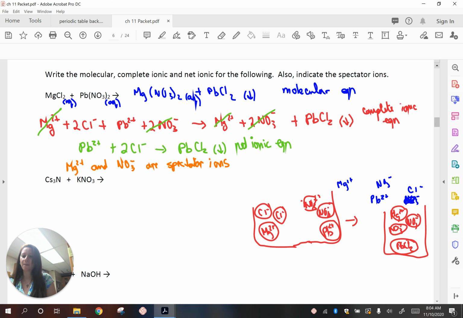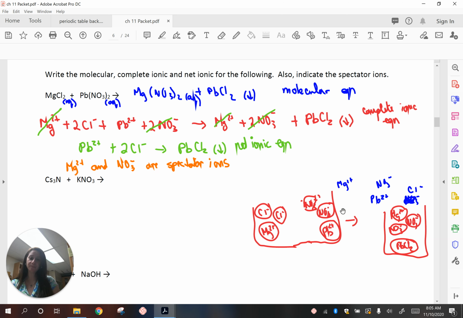What does that mean? If you're a spectator, that means like you're watching, right? So, for example, let's say that you play a sport and you have a game and you don't drive yet. So your parents drive you to the game and then they sit there and watch you. So your parents are not involved in the game. They don't participate in the game, but without them, there would be no game, right? You wouldn't be able to get to your game. So that's what the magnesium and the nitrates are. They are spectators. They're important because they bring the lead and the chloride to the reaction in order to react, but they don't actually participate in the reaction.